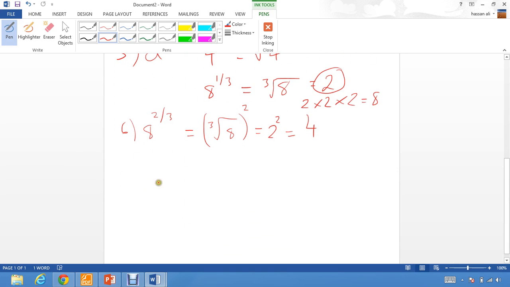Okay, and lastly, this is the easiest one. Again, something you have to remember. Anything raised to the power of 0 is going to be 1.